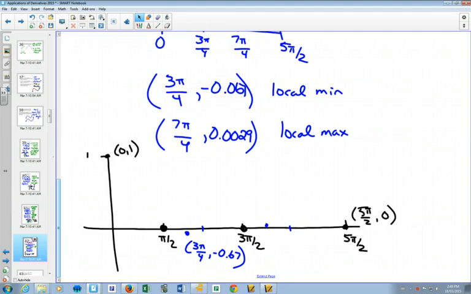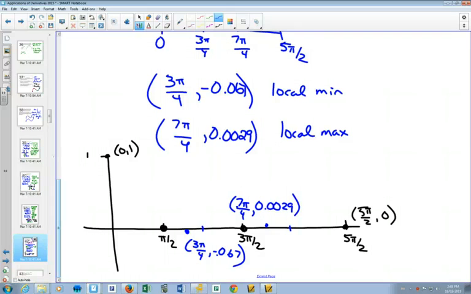Oh, I see what you're saying here. Oh, there we go. So there, negative 0.067. And then this one at 7 pi over 4, 0.0029, really close to the x-axis.